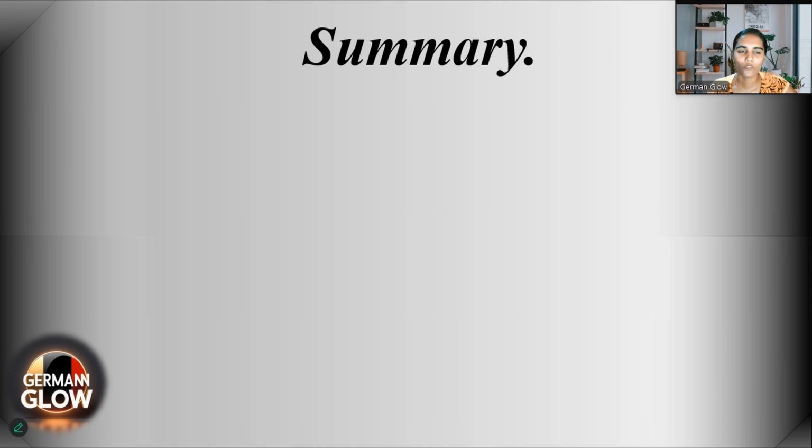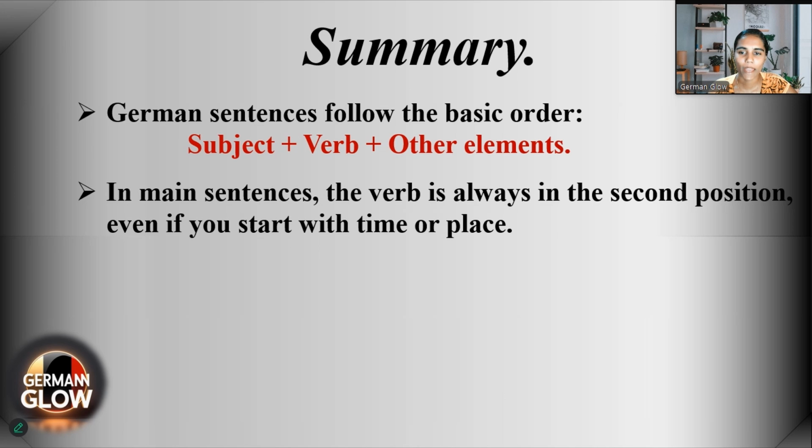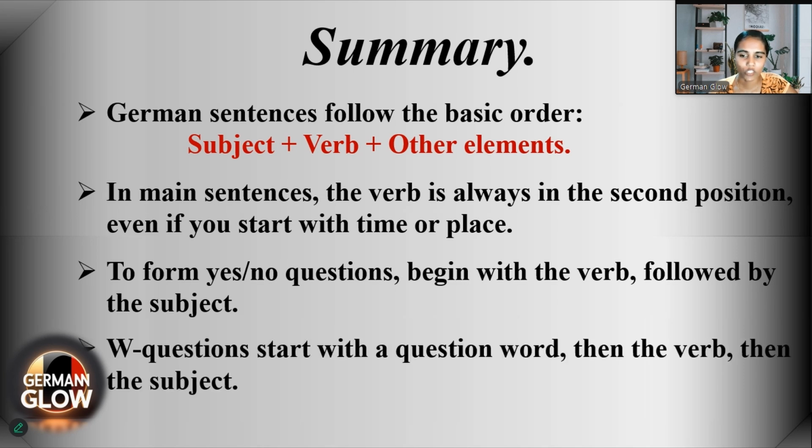This is a summary of today's lesson. German sentences follow the basic order: subject plus verb plus other elements, place, time, etc. In a main sentence, the verb is always in the second position, even if you start with time or place. Yes/no questions begin with the verb followed by the subject. WH questions start with the question word, then the verb, then the subject.